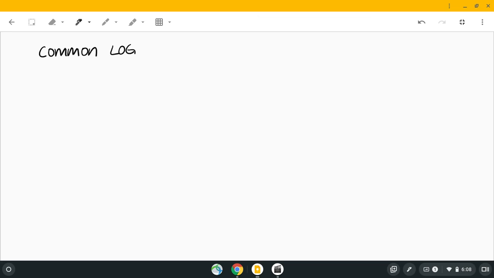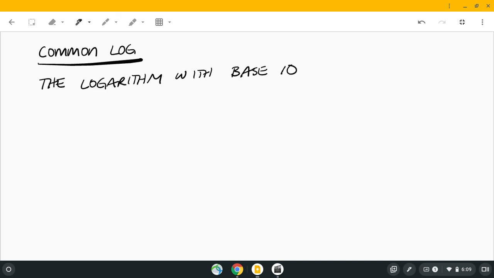Just a few little vocabulary words here. Common log. Okay, so common log is the log with base 10. Because we can have log base 2, log base 3, log base 4, log base 5, log base 6. The log with base 10 is known as the common log. So log base 10 x.